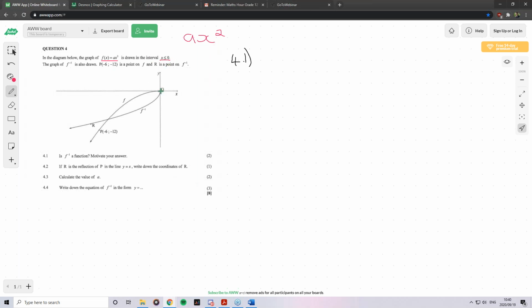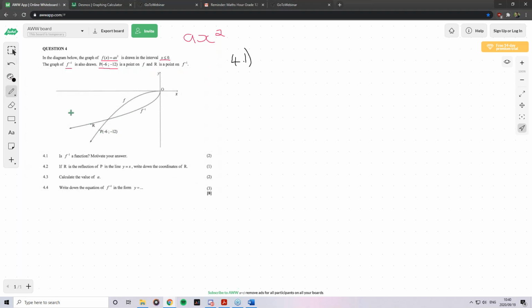So we'll see here, the image only exists when x is less than or equal to 0. The graph of the inverse of f is also drawn. P(-6; -12) is a point on f and r is a point on f inverse. All right, so the inverse of f is this one, they give it to us, and f, ax squared, is this one. So they're saying f passes through the point (-6; -12), and r is a point on f inverse.